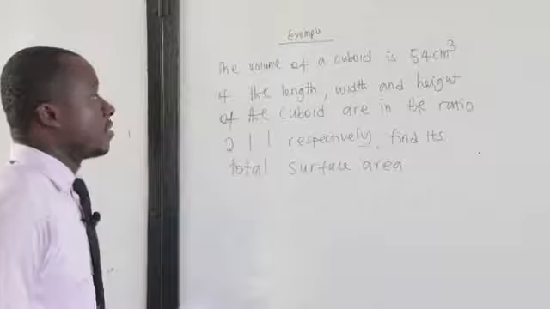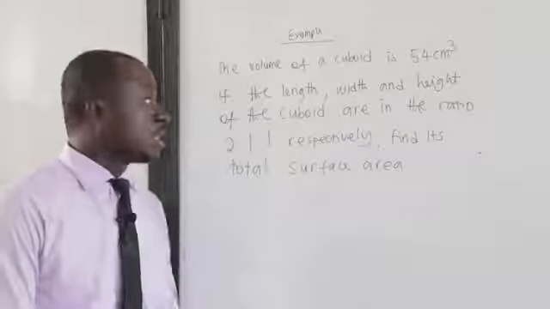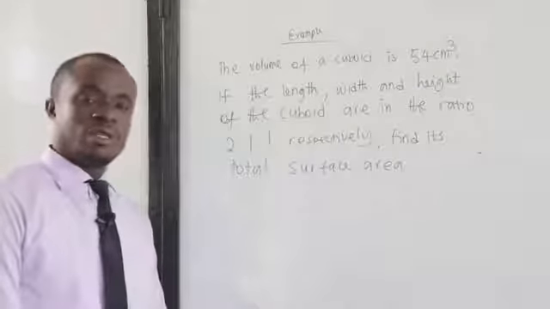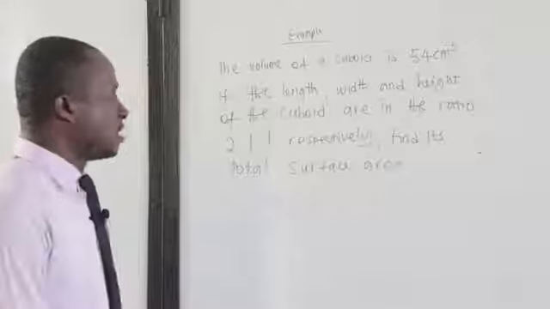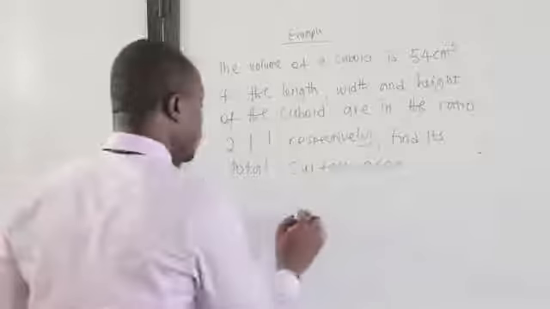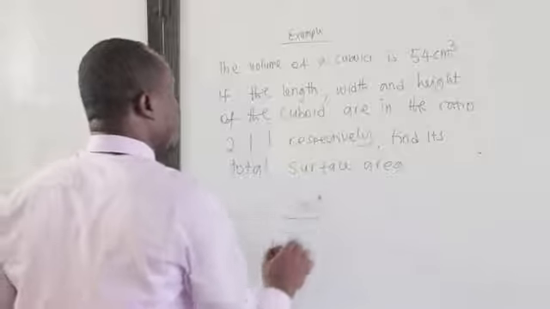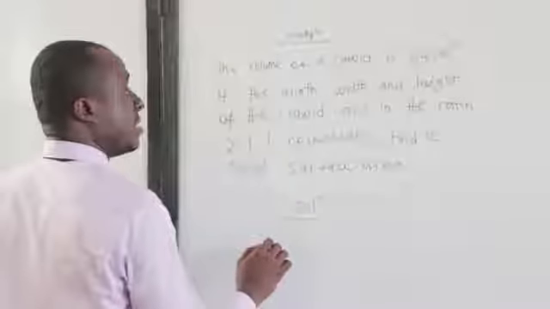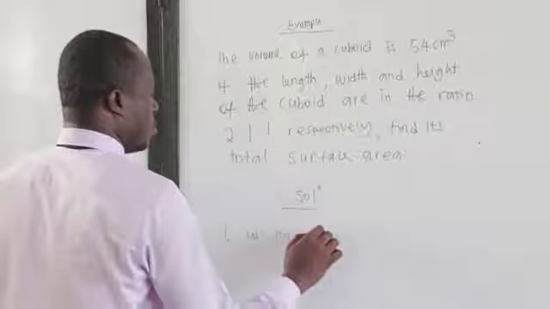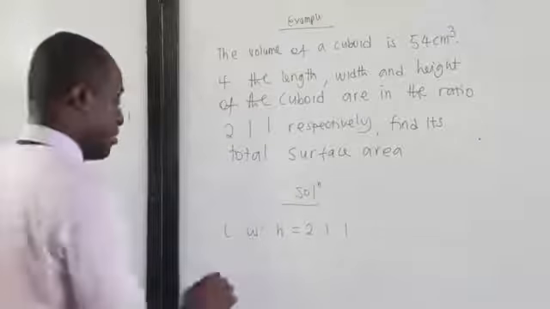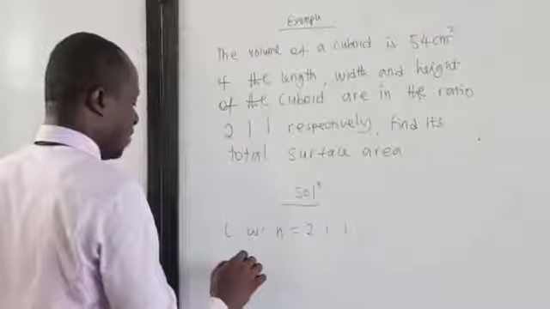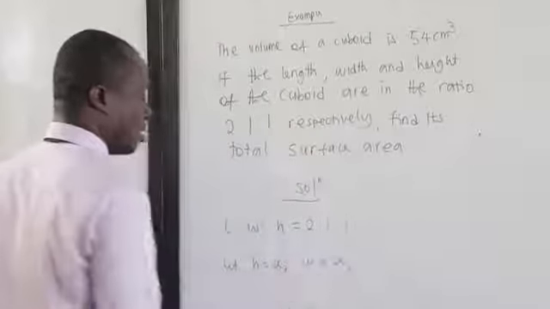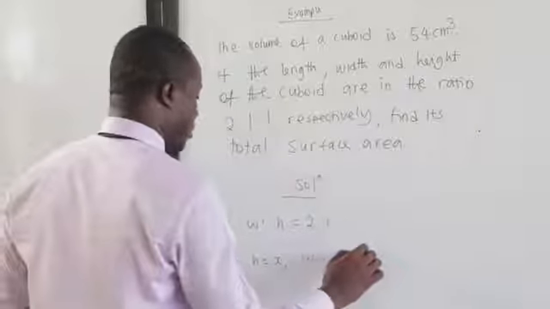Now let's see this question. This is a past question. The volume of a cuboid is 54 centimeter cube. If the length, width, and height of the cuboid are in the ratio 2:1:1 respectively, we should find its total surface area. Now, we are being given the ratio of the length, width, and then the height to be 2:1:1. Clearly, we can say if h is x, then the W too will be x.